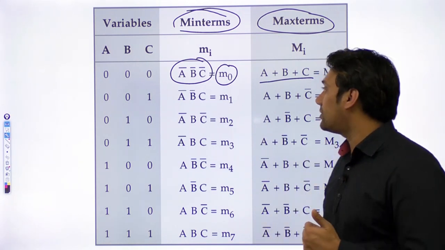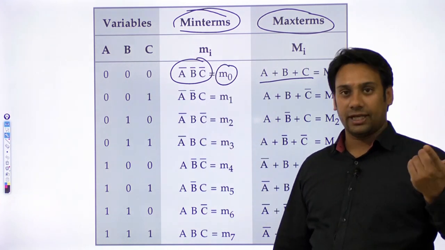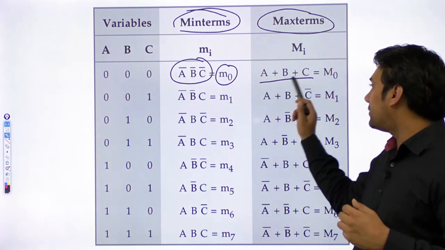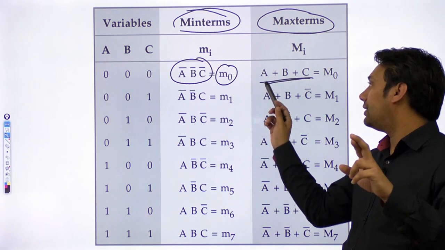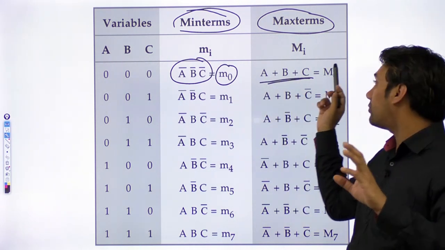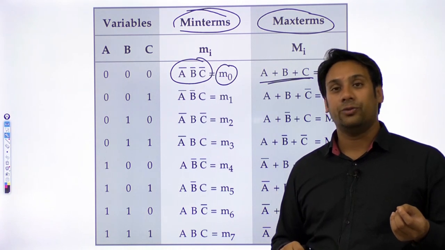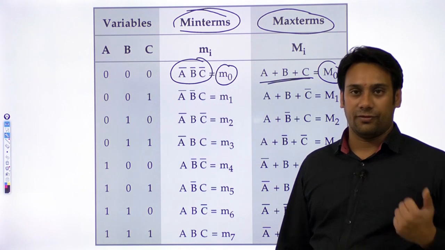So what I mean by this is, if I write a complement, b complement, c complement, it will take a value 1 only if a is 0, b is 0, and c is 0. And this will take a value 1. So this will take a value 0 only if a is 0, b is 0, and c is 0. So in case of these max terms, we are talking about when they can take a value 0. And here we are talking about when this can take a value 1.